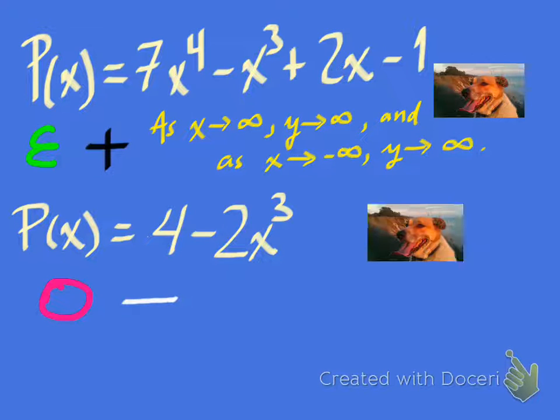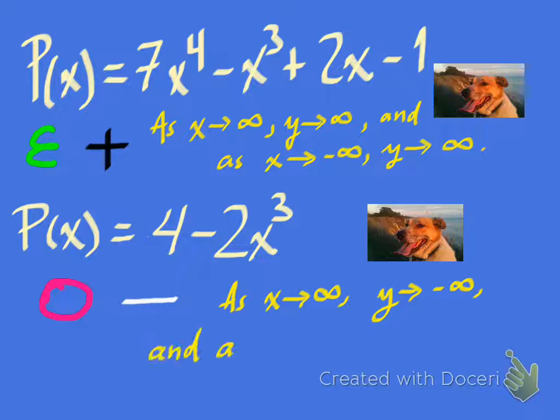However, Professor Finn, he would describe it this way. As x goes to infinity, y goes to negative infinity. And as x goes to negative infinity, y goes to infinity. All right? So that's basically saying the right end is going down and the left end is going up. Okay, well, I think that's about enough on the end behavior of polynomials. Thanks.